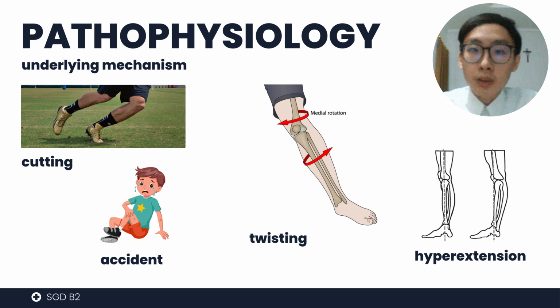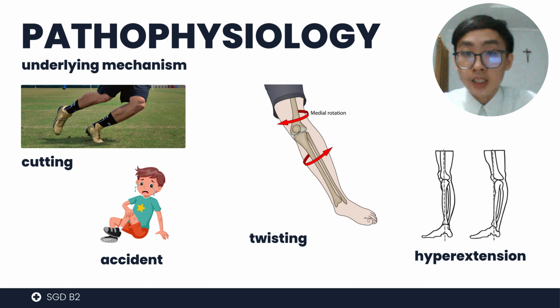Now I'm going to talk about the pathophysiology of meniscus injury. The underlying mechanism or cause of meniscus injury can commonly be found during sport-related and accident events. It can be from cutting or twisting movements during sport-related events, from hyperextension of the knee, or from the application of great force on the knee joint, which usually happens during accidents.